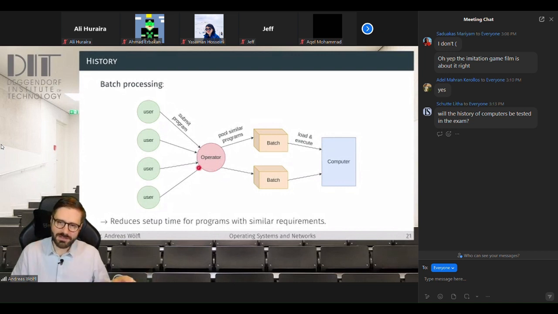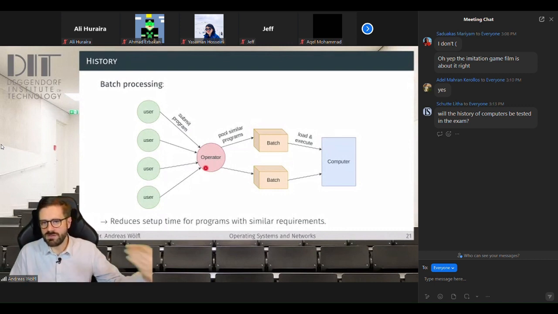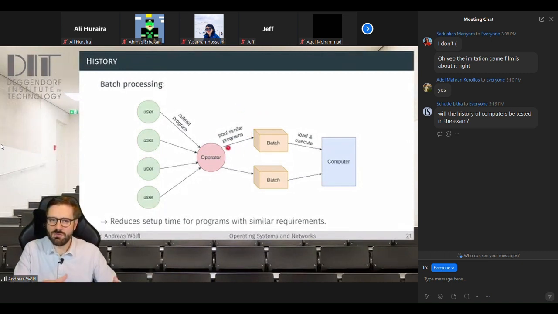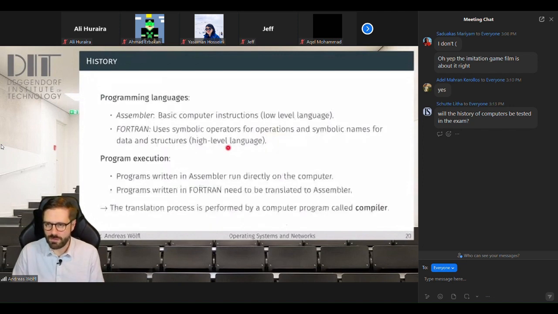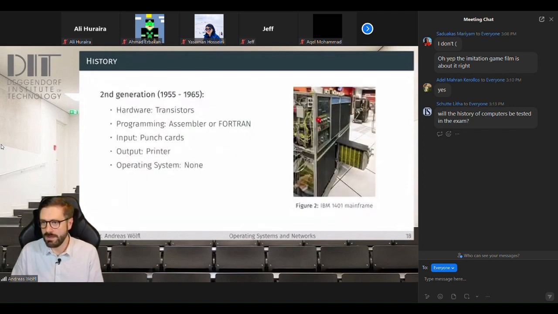And as the operator is smart, the operator does what we call batch processing. The operator takes a look at what program this is, and configures the machine according to the programs that were submitted. And the operator pools similar programs beforehand, because different programs require different configurations of the machine, right? These are still very complex machines with a lot of bells and whistles, and for specific programs they need specific configurations.